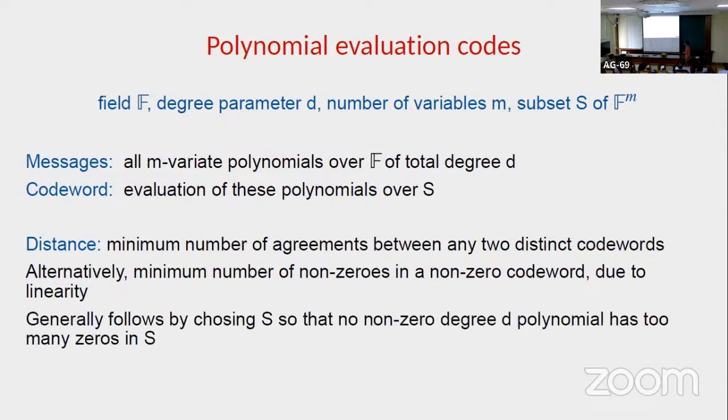Don't worry about that. So generally, when we construct codes like this, the distance of the code follows from choosing the set S with some desired properties. The property typically used for ensuring good distance is that the set S is constructed in such a way that no non-zero degree polynomial has too many zeros in the set S.